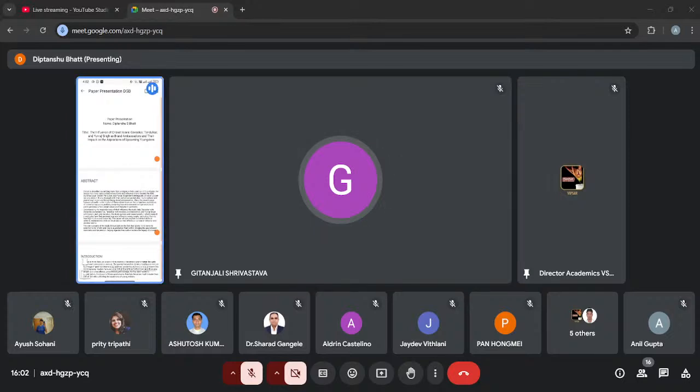I'm Diptanshu Bhatt from Dharmasinh Desai University, Nadiad. The title of the paper is The Influence of Cricket Icons Gavaskar, Tendulkar, and Yuvraj Singh as Brand Ambassadors and the Impact on the Aspirations of Upcoming Youngsters.